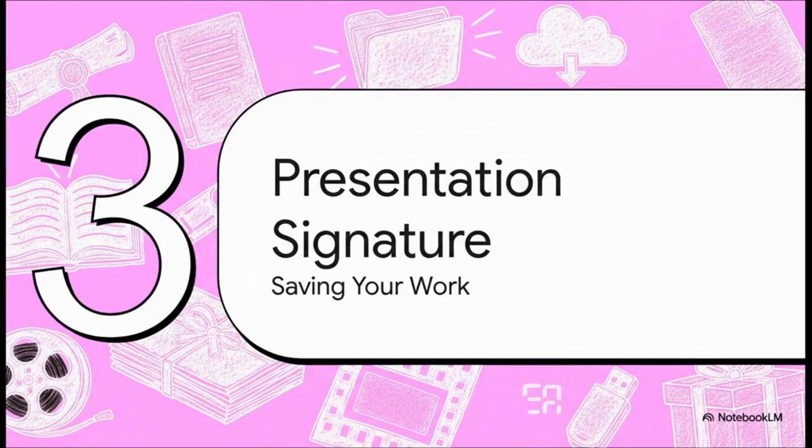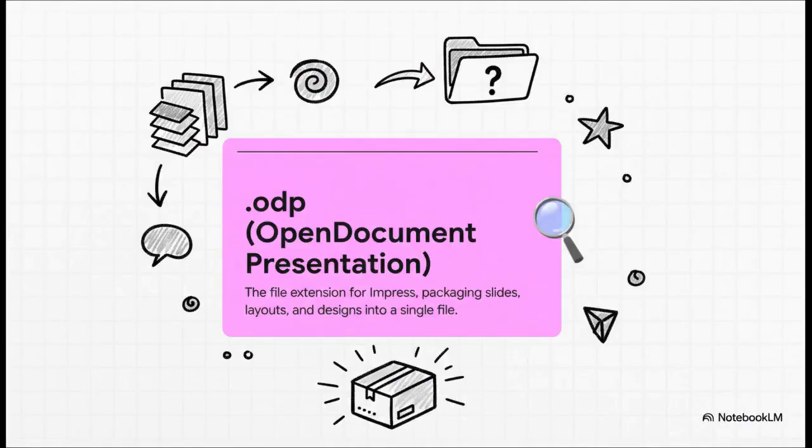You know how a photo file might be a JPEG or a song is an MP3? Well, every creative format has its own signature, and presentations are no different. When you save your work, you're not just saving a bunch of pictures. You're creating a special all-in-one file. And that special signature is ODP, which stands for Open Document Presentation. When you hit Save, Impress takes everything, every single slide, your layouts, your fonts, your designs, and packages it all up into one neat, portable ODP file. That single file is your entire visual story.